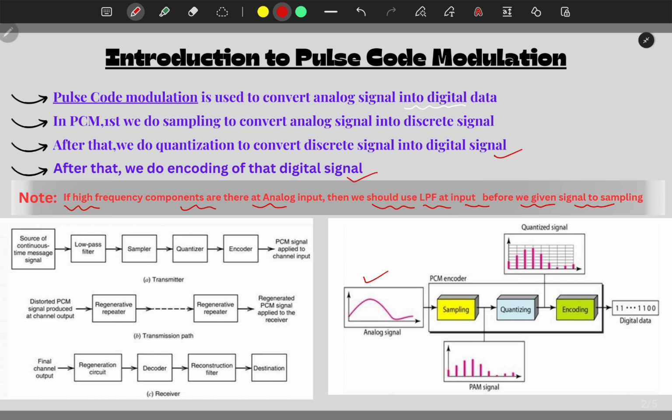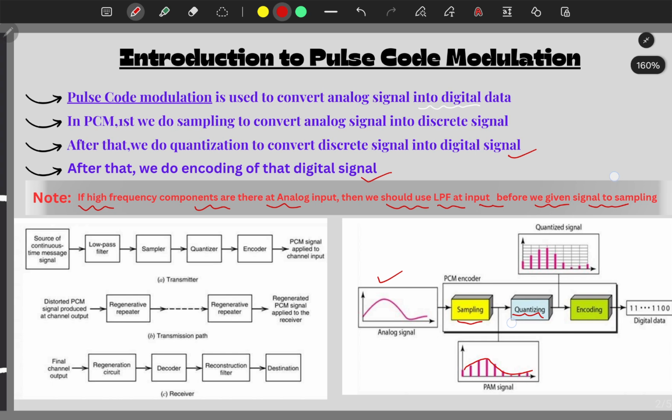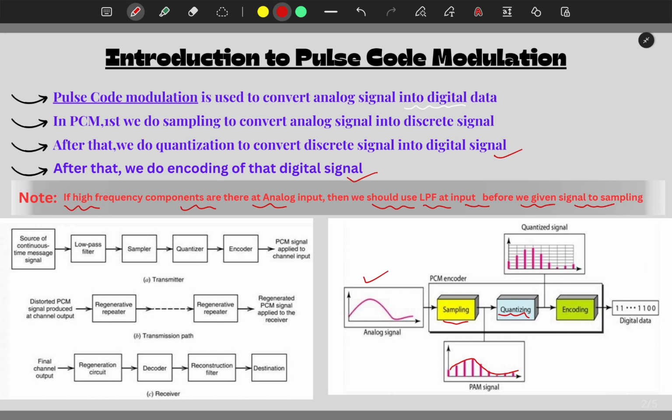Here is our analog signal. First we do sampling, where we break the analog signal into discrete parts. Then after getting that discrete signal, we do the process of quantization. We'll learn about the process of quantization in the upcoming slides. For now just know that after sampling we do quantization. Then after quantization there is the process of encoding. We will also learn about this in further slides, so just skip it for now. After encoding we get the digital data.